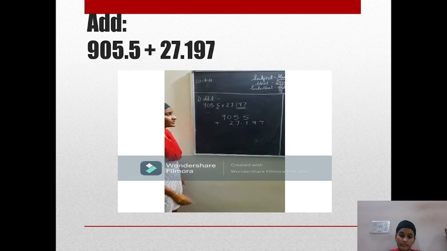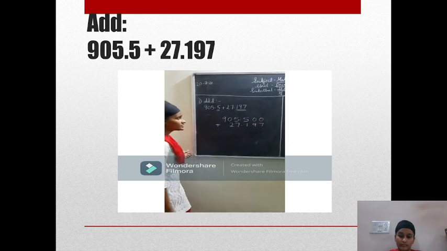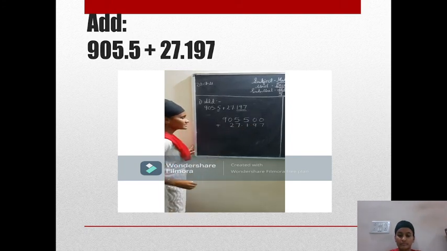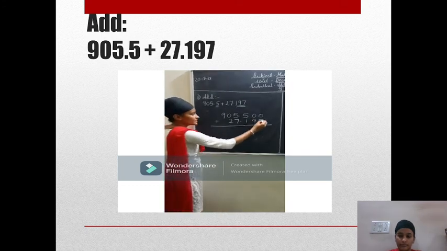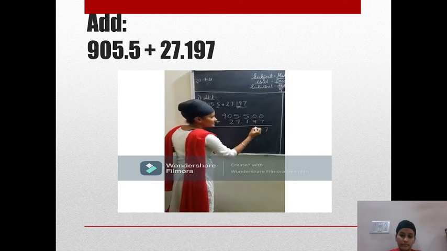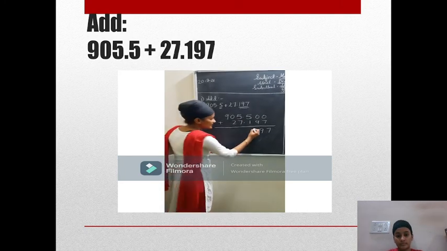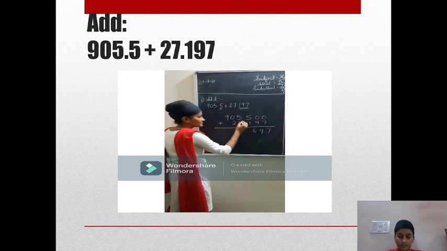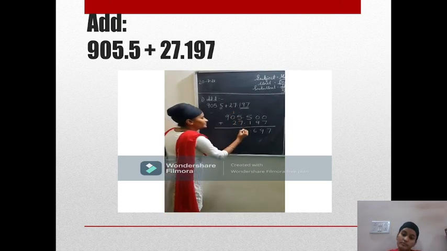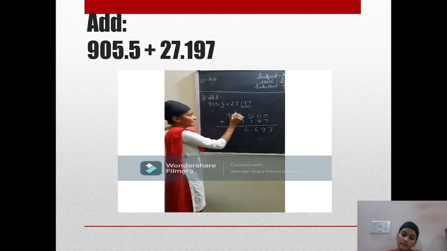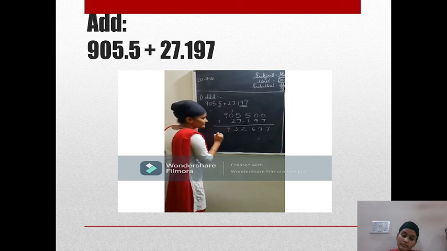Now what you will do is, you will simply add a 0 here, because you don't have anything, so I added a 0 here. Now you will add this. So 0 and 7 is 7. 0 plus 9 is 9. 5 plus 1 is how much, students? 6. 5 plus 7 is how much, students? 12. Very good. So 2, 1, 2 plus 1 is 3. And 9 will remain as it is.